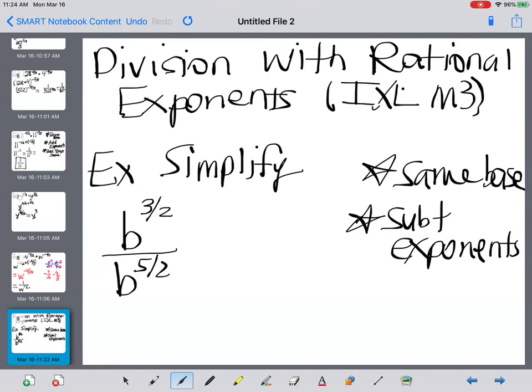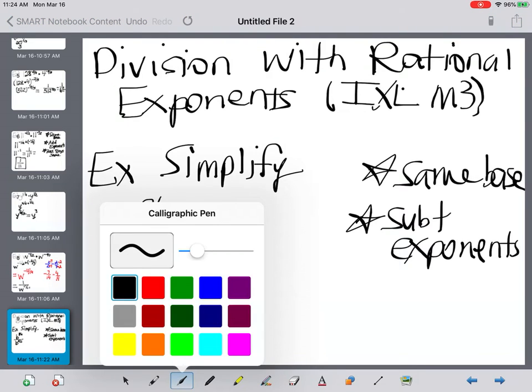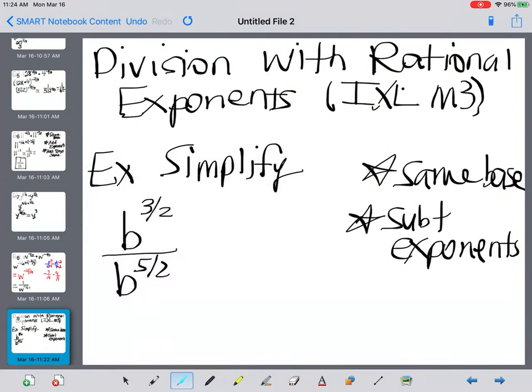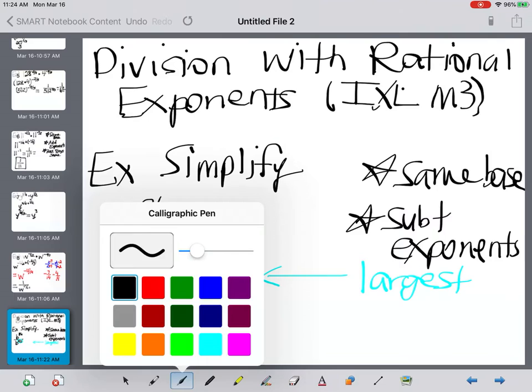Now, one really important thing to note, if I did 3/2 is on the top, 3/2 is smaller than 5/2. So if I did 3/2 minus 5/2, it's going to give me a negative 2/2. Remember from the last part how we don't want any negative exponents? Well, one thing to know here, this is the largest. So since my largest is on the bottom, that means I'm going to basically keep my b's on the bottom.